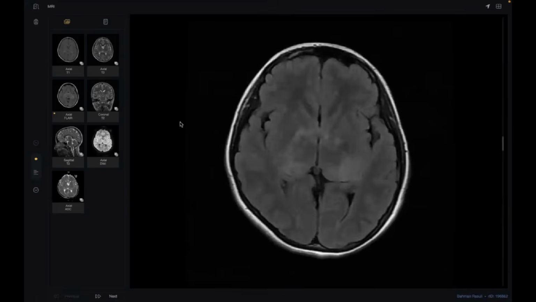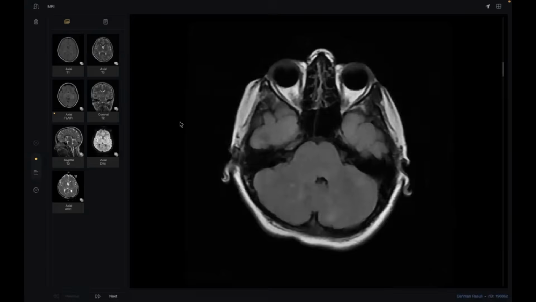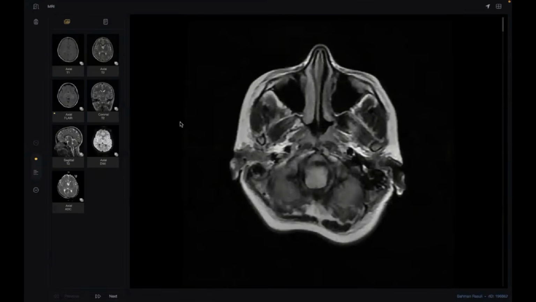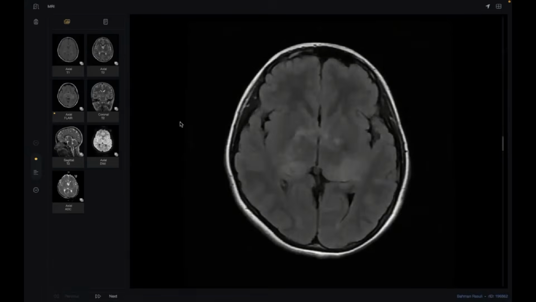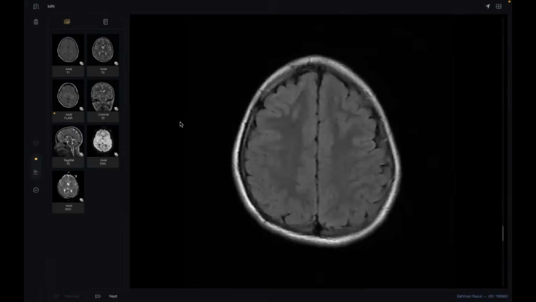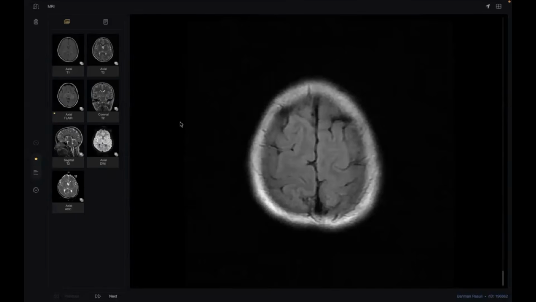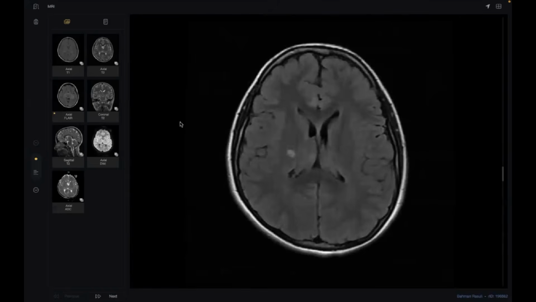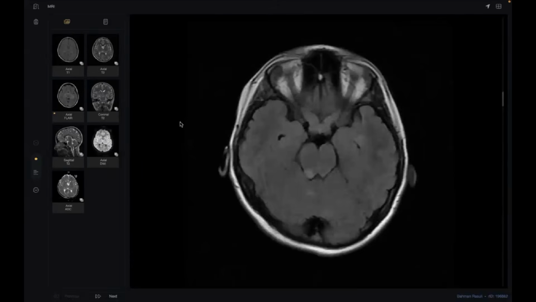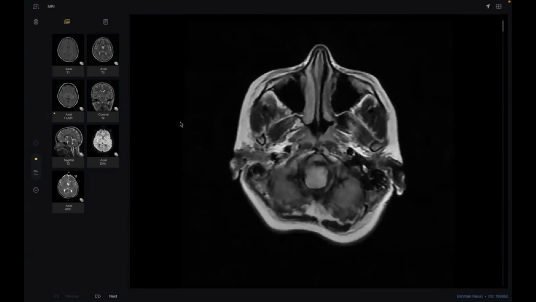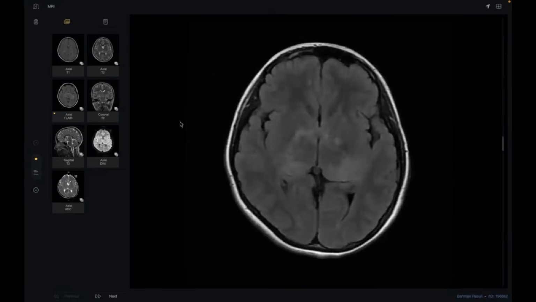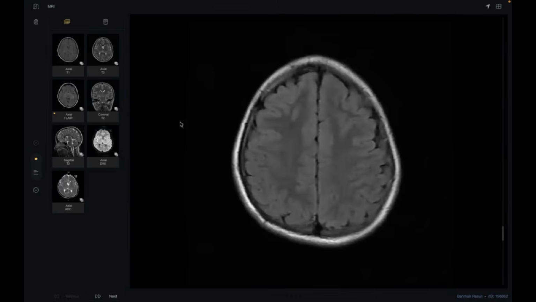I would like to see the, okay, these are FLAIR images. Abnormal hyperintense signals are also seen involving the midbrain. The patient, midbrain view, have hyperintensity. The patient has acute headache.